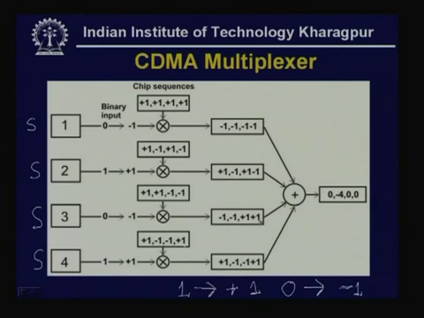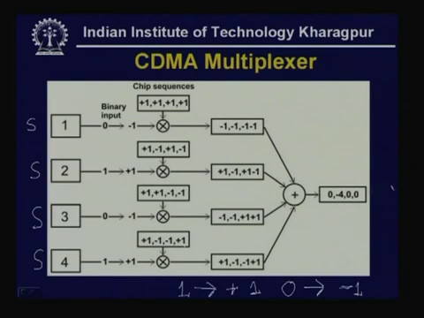Now these are added bit by bit. So here you see +1 +1 -1 +1 -1 +1 becomes 0. For the second bit, -1 -1 -1 -1 becomes -4. Then -1 +1 +1 -1 becomes 0, and -1 -1 +1 +1 becomes 0. So the composite data, that composite signal, corresponds to 0 -4 0 0.